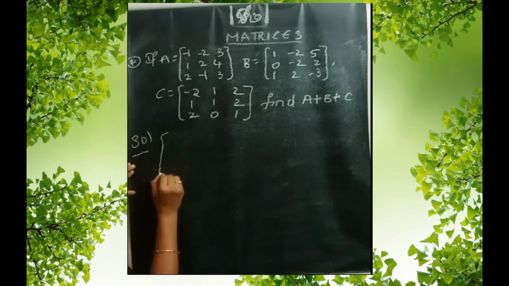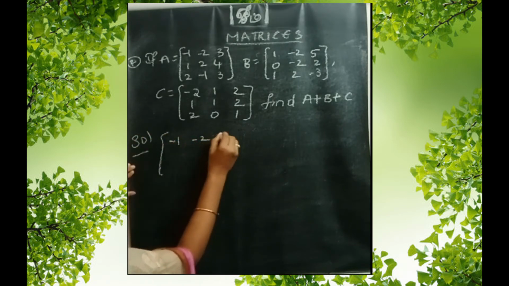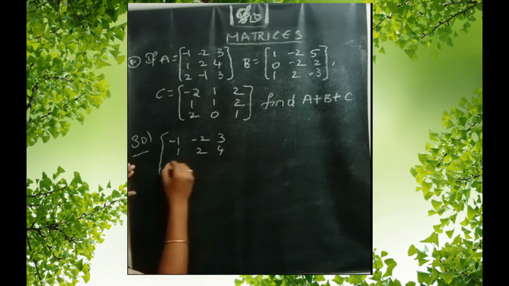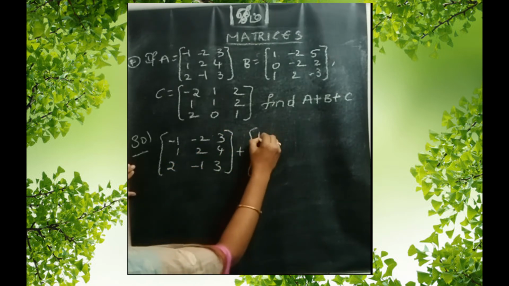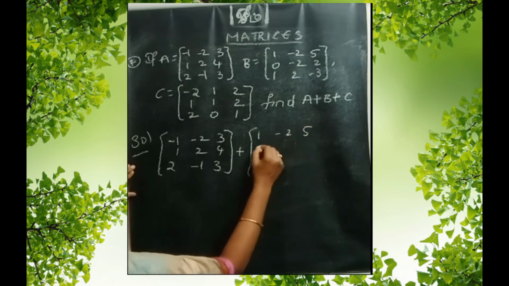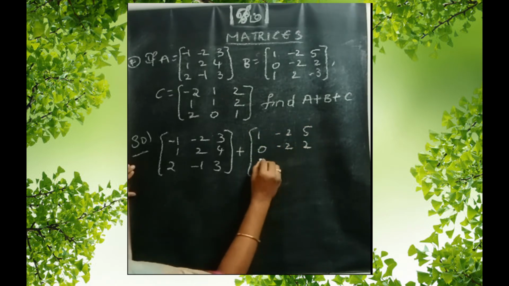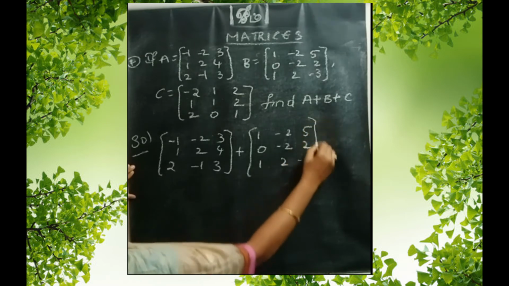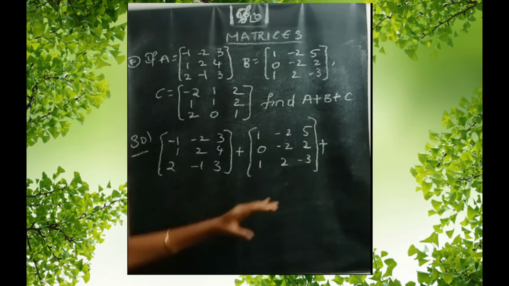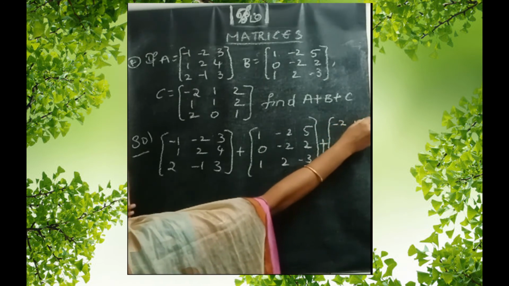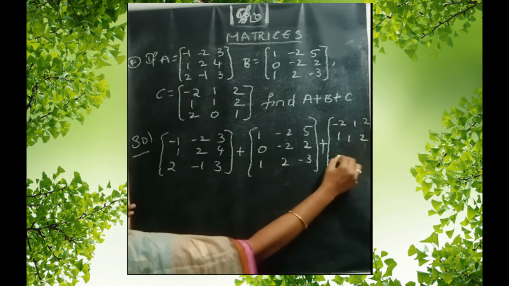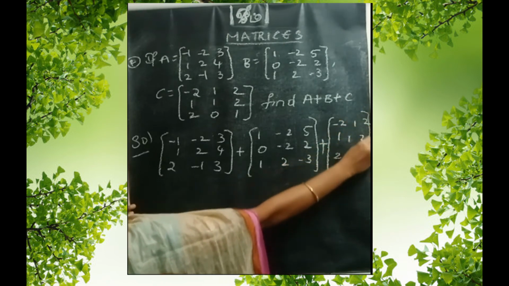So first: minus 1, minus 2, 3, 1, 2, 4, 2 minus 1, 3 plus 1 minus 2, 5, 0; minus 2, 2, 1, 2 minus 3. So we have to add the 3 terms. Minus 2, 1, 2, 1, 1, 2, 2, 0, 1.